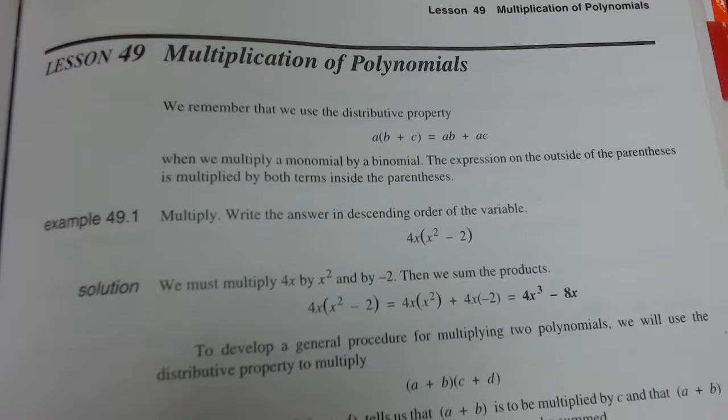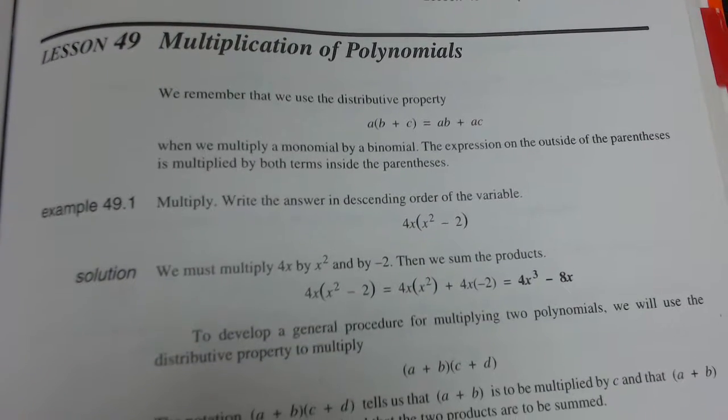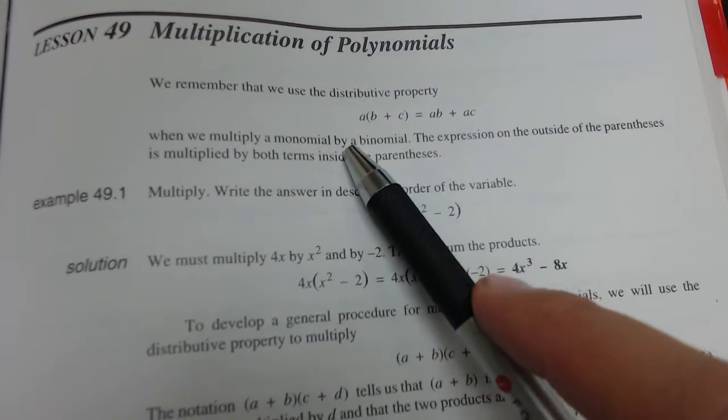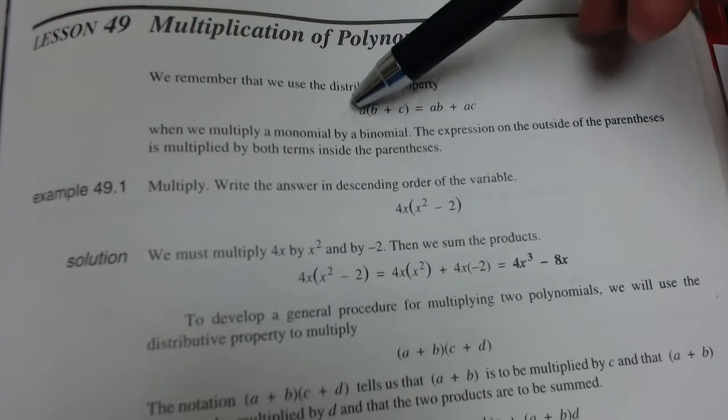Algebra 1, Lesson 49, Multiplication of Polynomials. So to do this, we're just going to expand upon the distributive property. We remember the distributive property tells us we take A times B and then times C, right?